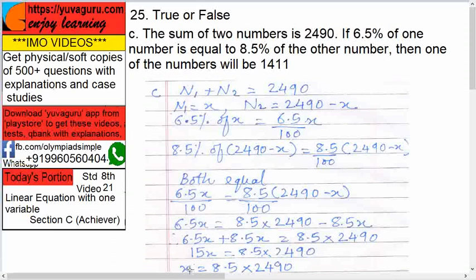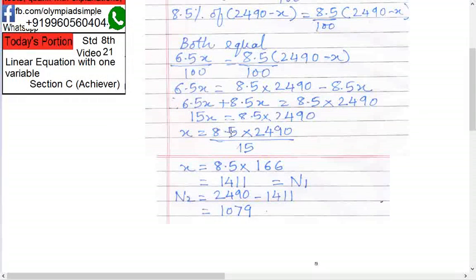Now we want x, so take 15 on this side. So x equals 8.5 into 2490 upon 15. Now what gets cancelled by 15? 8.5 doesn't get cancelled, because 15 fives are 75 and 15 sixes are 90. Check this: 15 ones are 15, and 6 is 90, then 9 remains, again 6 is 90. This gets cancelled. So 2490 upon 15 is 166. So x equals 8.5 into 166. Multiply this, you will get 1411. That is the given answer.